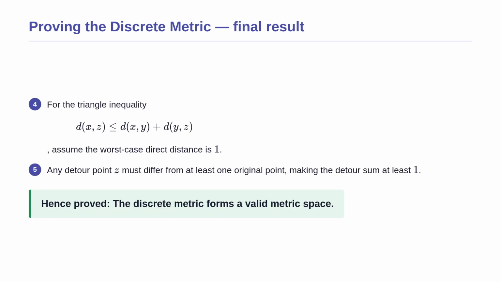To conclude our proof, we must check the triangle inequality. Consider the worst-case scenario, where the direct distance between two different points is exactly 1. Any detour point must be different from at least one of the original points. This means the detour path will have a distance of at least 1 or possibly 2 if it is different from both. In all possible cases, the direct route is never strictly greater than the detour route. This proves the final rule, confirming that the discrete metric is indeed a valid metric space. This shows that even highly abstract rules can form valid spaces.